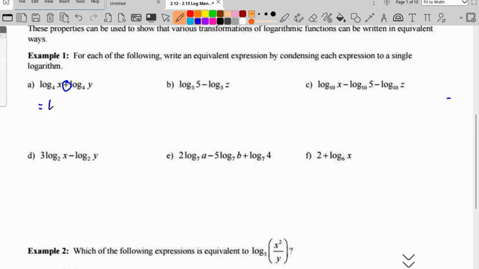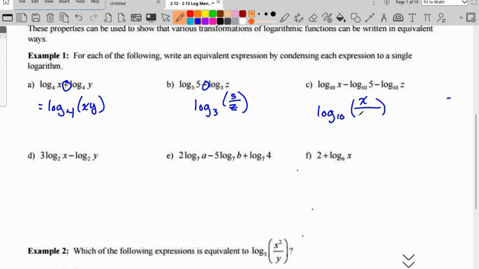Okay, so for this first one, that's a sum of logs. So that can be rewritten as log base 4 of xy, just the log of their product. Okay, difference of logs would be the log of their quotient. So log base 3 of 5 over z. Okay, and then we have a whole string of them, and they're all log base 10. So I know that's going to be the log base 10 of, and we said every positive term will go in the numerator. So we've got the x there that'll go in the numerator, and then we've got a 5 and a z that both have minuses in front of them. So they'll be multiplied together in the denominator. So that's over 5z.